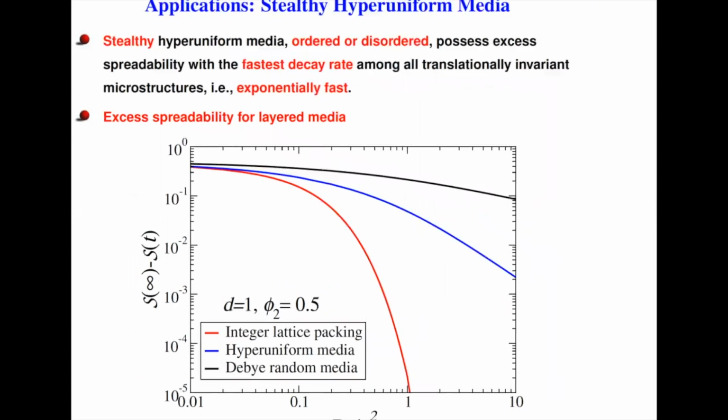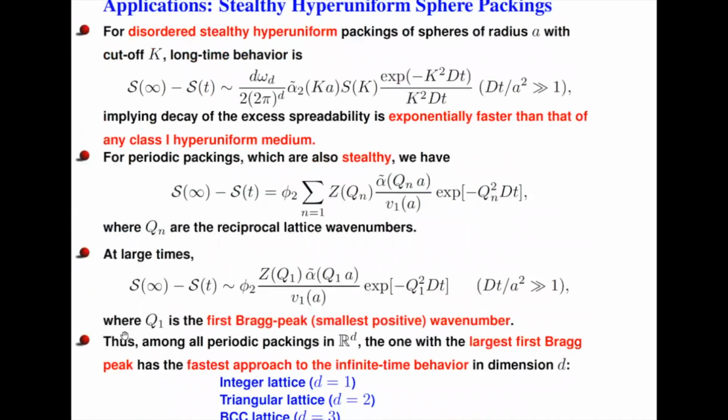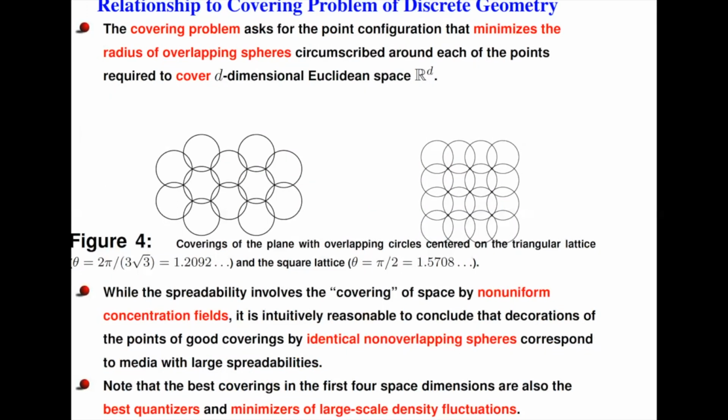I'll skip this. I'll tell you that this problem is actually connected to what's called the covering problem in discrete geometry, which is a very important problem in pure mathematics. And the covering problem asks for the point configuration that minimizes the radius of overlapping spheres, circumscribed around each of the points, required to cover d-dimensional Euclidean space. So covering means that I actually have to have overlap. But certain arrangements will give you a more efficient covering than others, okay? And it turns out that the winners that I just showed you for the spreadability are exactly the same winners as for the covering problem. So there's a beautiful connection to pure mathematics.